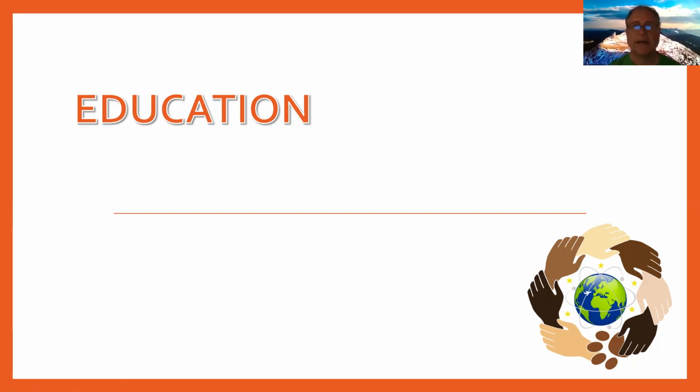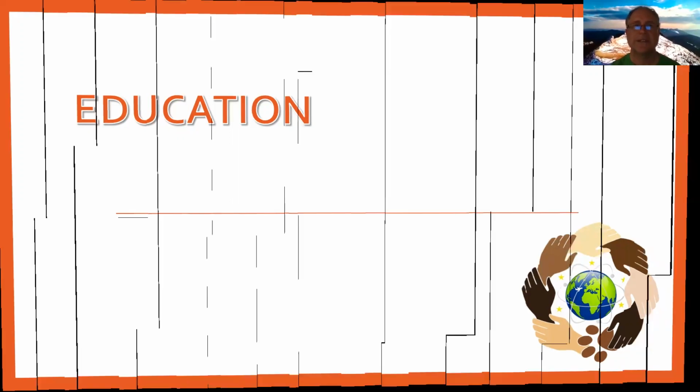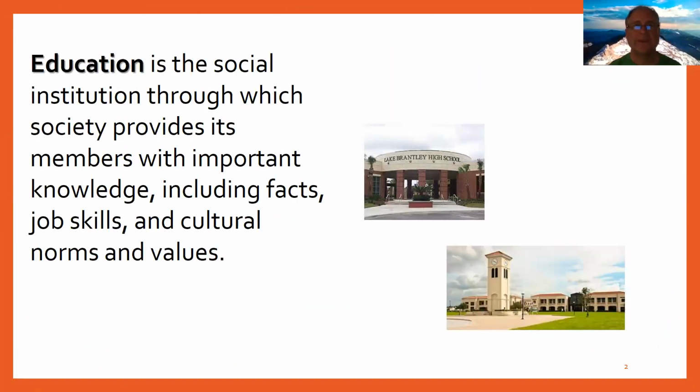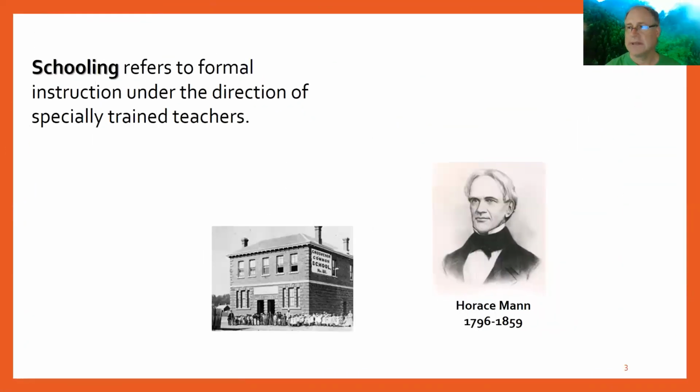In this video, I'd like to talk to you about the social institution of education. Education is the social institution through which society provides its members with important knowledge, including facts, job skills, and cultural norms and values. Now, historically, people learned what they needed to learn and survive in their families and communities.